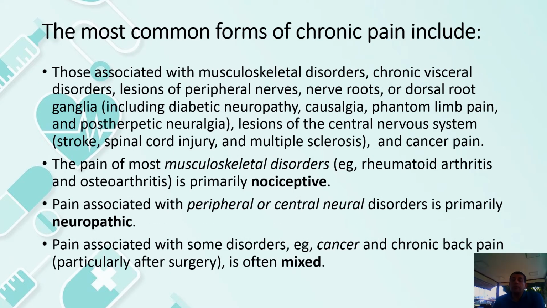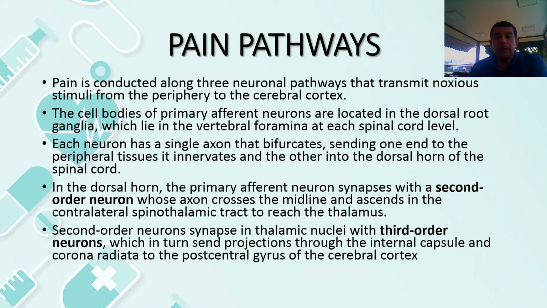The most common forms of chronic pain include the nociceptive, for example musculoskeletal disorders, which are primarily nociceptive in origin, or the primary neuropathic, for example central neural disorders or peripheral neural disorders, or mixed, like cancer pain diseases.